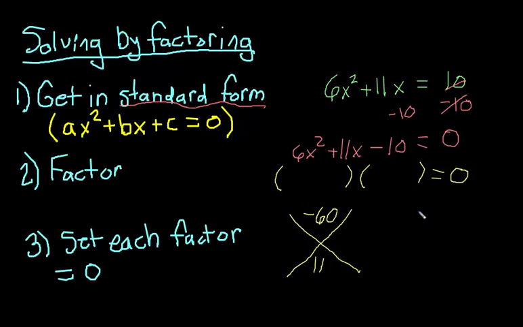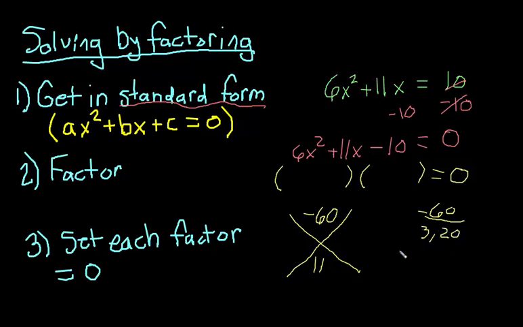So negative 60, what multiplies to give me negative 60? So we can do, say, negative 6 and 10, but that doesn't work. Let's see, 2 and 30, but that doesn't give me 11. 3 and 20.